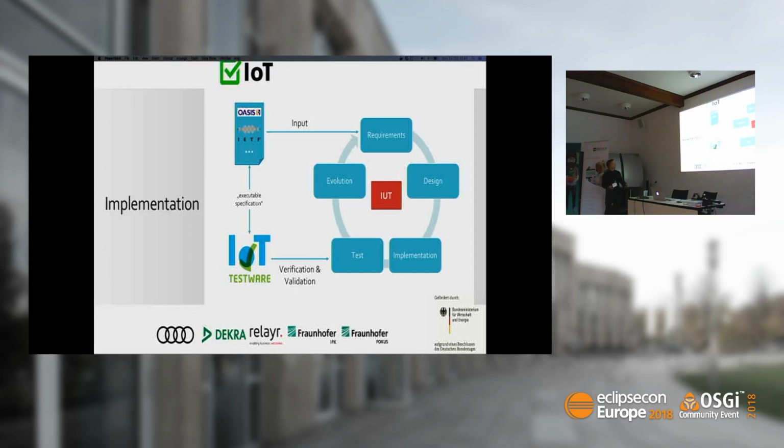Because if you imagine putting different implementations together, it might be difficult if they are not compliant to a standard or specification. At this point, the IoT testware might be quite useful, because you don't need to implement anything: you have the specification and you have the testware. Just run it against your implementation and get a report which tells you at which points you're not compliant to the specification.